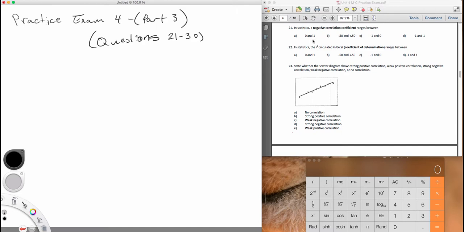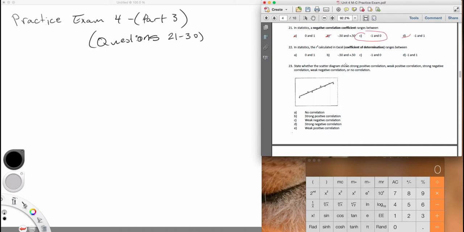We'll start with 21. In statistics, a negative correlation effect ranges between... okay, so remember the positive is between 0 and 1. The negative doesn't have any positive values within it. So D has positive values, B has positive values, A is positive values, and so C is the correct answer, between -1 and 0.